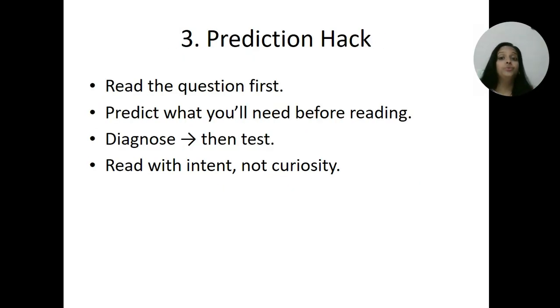And try to use the prediction before reading hack. Before scanning the text, try to read the question first and predict what information you will need. This is like diagnosing before running a test. You know what to look for. If the question asks about contraindicated medications, your eyes automatically hunt for allergies or current medications. You are reading with intent, not wandering. Okay? And please be mindful about this.